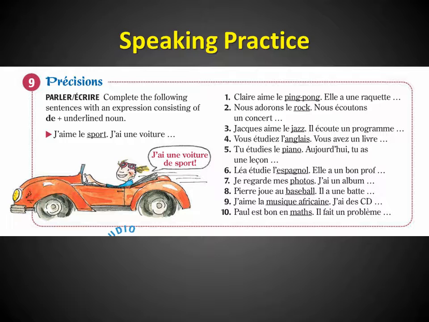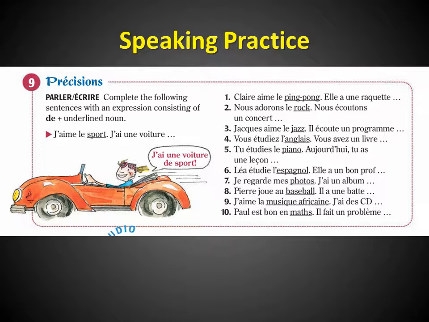Okay. On this speaking practice, you're going to do this written. So instead of speaking this, you're going to write it down. So complete the following sentences with an expression consisting of de plus the underlined noun. So they've already underlined what you're supposed to do here. So for instance, it says j'aime le sport, j'ai une voiture, and it's completed there in the bubble. J'ai une voiture de sport.